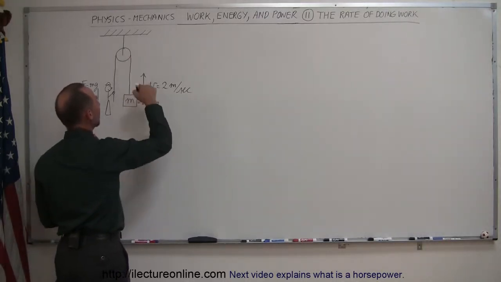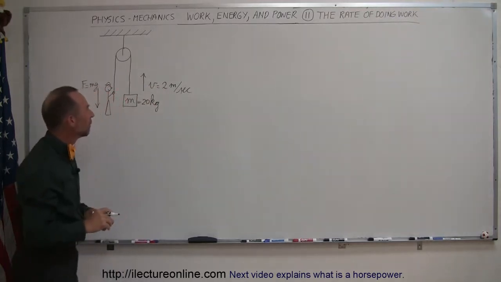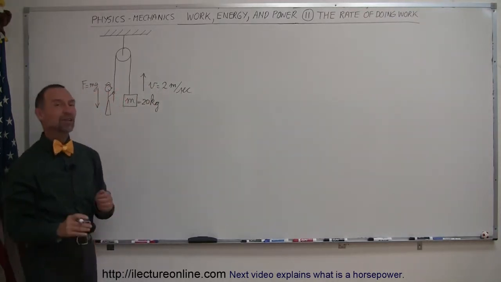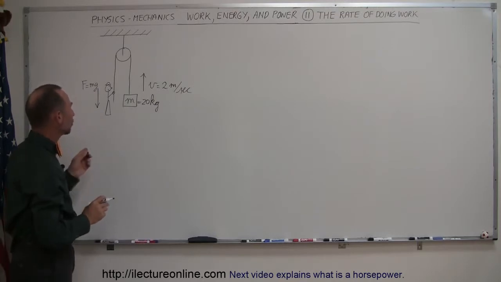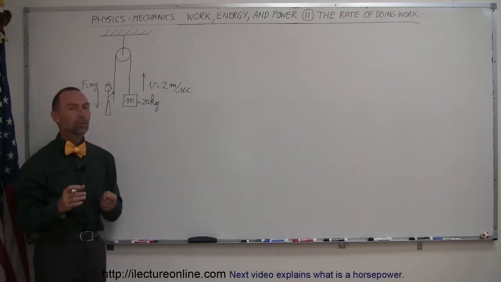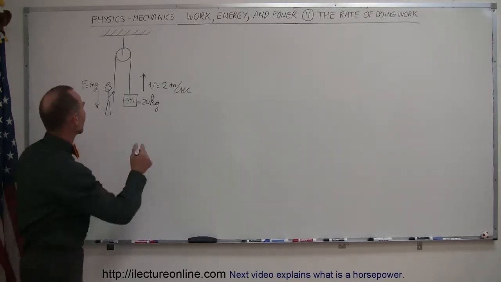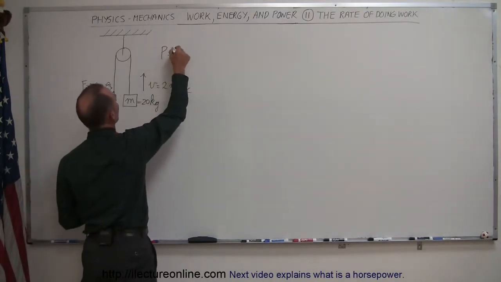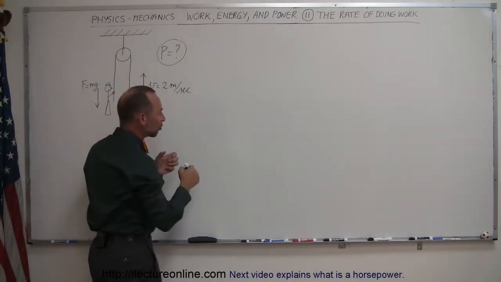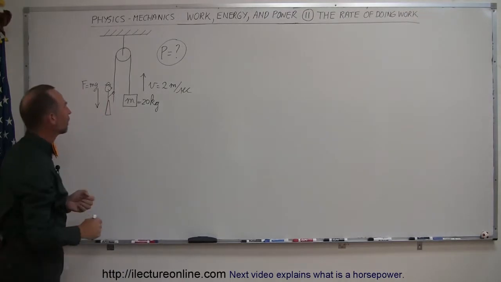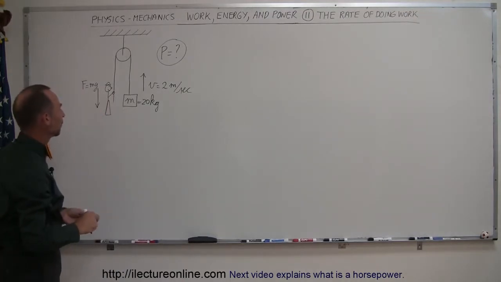And he wants to lift it up a certain height at a rate of 2 meters per second, constant velocity. And the question is, how much power does that take? So the question would be, power is equal to question mark. How much force does it require to lift that up, and how much power does that require from the worker?